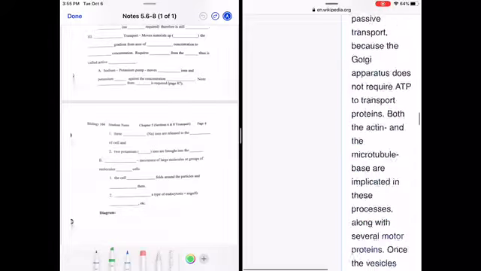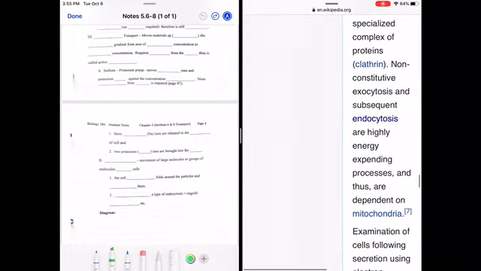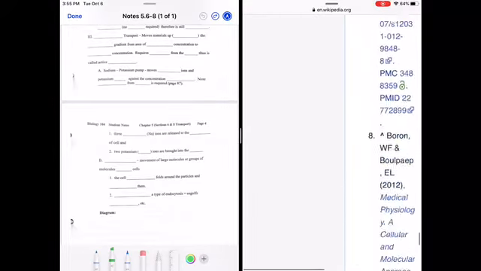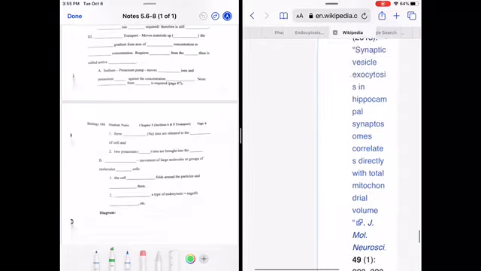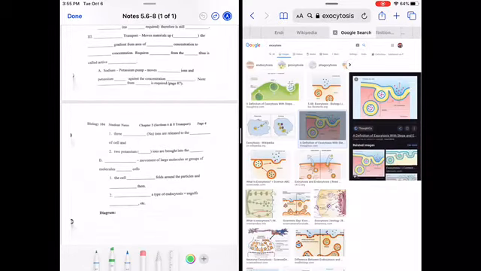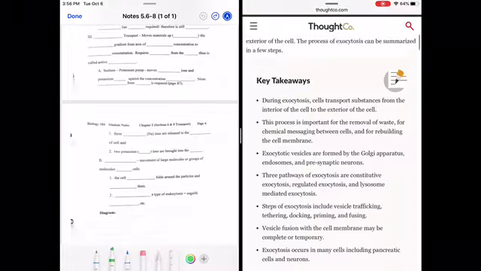There's another good picture in this section, but my search, for whatever reason, is not helping me this time. Maybe it's here. Oh, here's one. The vesicle will come to the cell membrane, it will merge with the cell membrane, and it will expel it out of the cell.